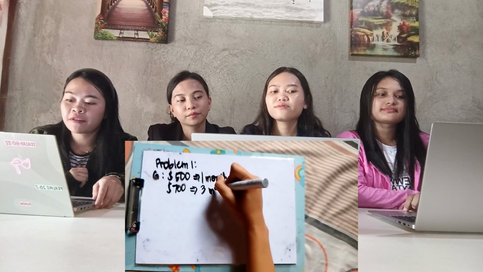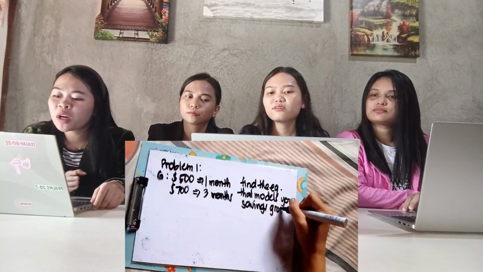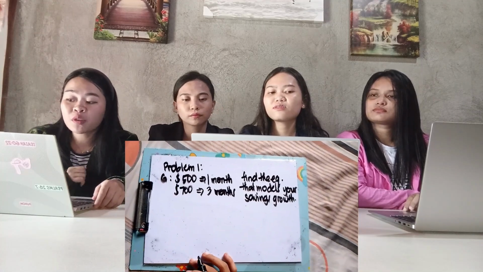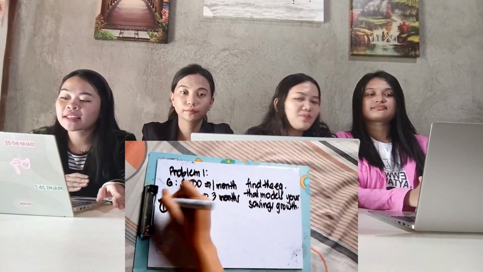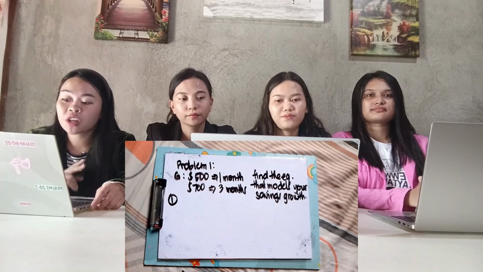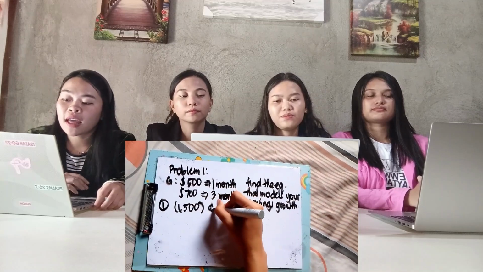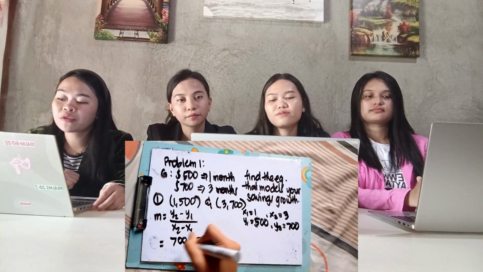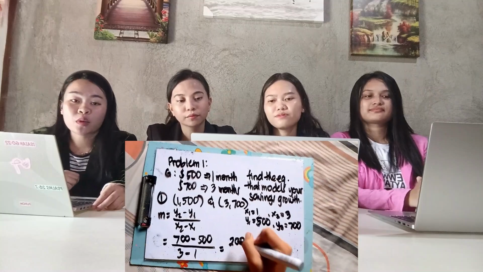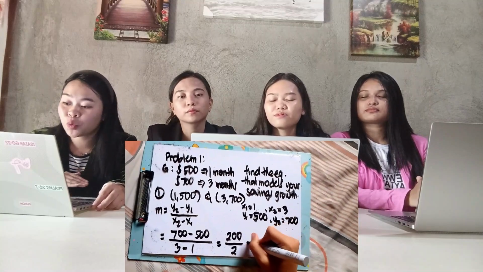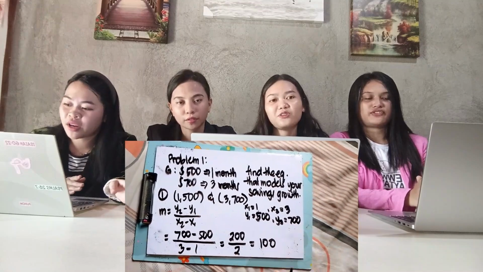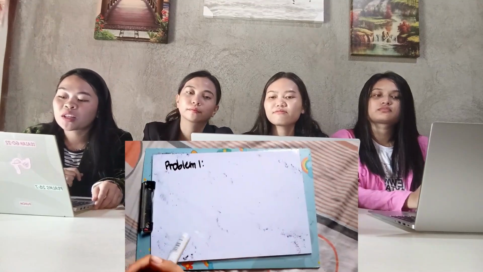Sure. So imagine you're tracking your savings over time. Let's say you had $500 saved after 1 month and $700 after 3 months. So if you want to find an equation that models your saving growth, first we find the slope using the 2 points, which are (1, 500) and (3, 700). So m equals (700 minus 500) over (3 minus 1), which is 200 over 2, and that equals 100.